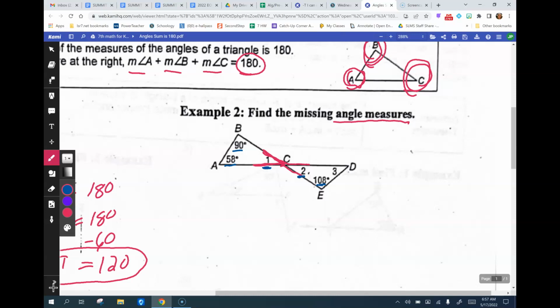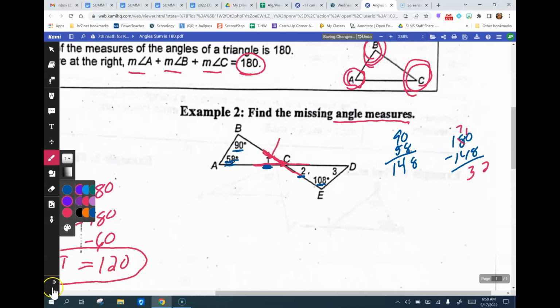So we're going to take 90 plus 58, and I'm just going to do it the old-fashioned way. I'm going to add 9, 10, 11, 12, 13, 14. That's what these two angles add up to, so to get angle 1, I'm going to take 180 minus 148. So I get 32 degrees. Let me double check that. So we've just found out that angle 1, this angle right here, is 32 degrees.